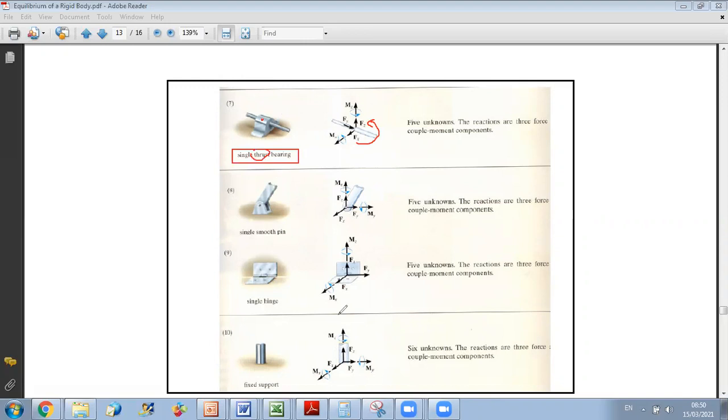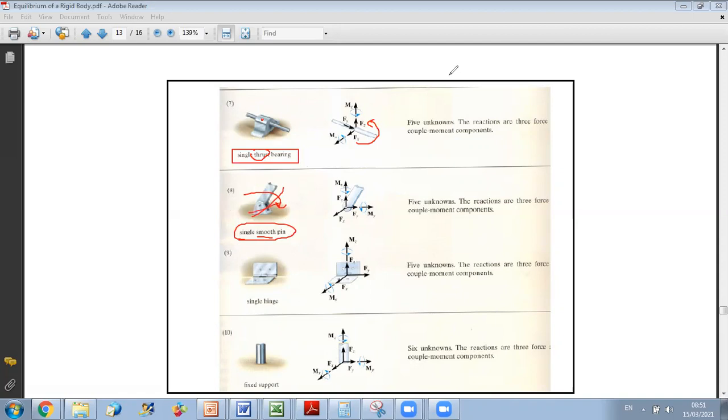Now, other types of reaction: single smooth pin in 3D. If I have a single smooth pin, when they say smooth, this means that I can rotate. If it was rough also, then I cannot do anything. So here, since it's smooth, I can rotate around this axis. So for a single smooth pin, I can do only rotation about this axis, and I cannot do anything else.